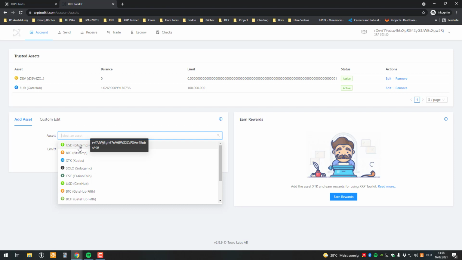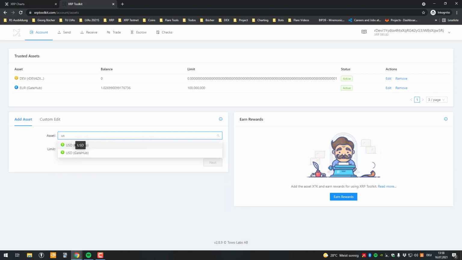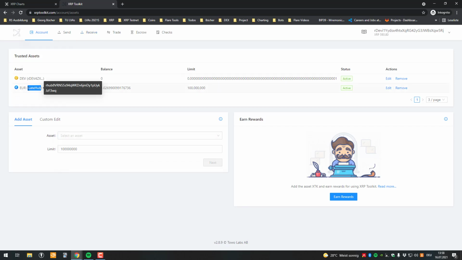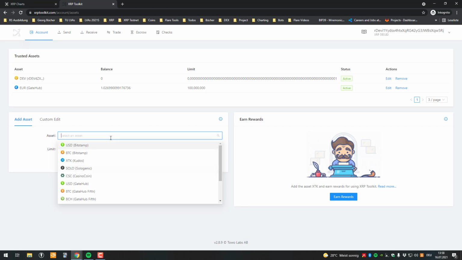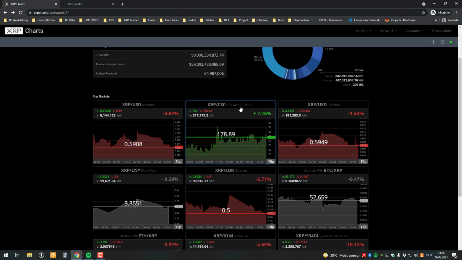So we can see here we've got US dollars issued once by Bitstamp and once by GateHub. I registered on both exchanges because obviously I'm testing lots of things here. But again, we've got Bitstamp and GateHub. We've also got a euro issued, but I can't add it because I already have it here. And a euro issued by GateHub. Now these are the main currencies which are currently issued, but with more to come. So I guess GateHub would be issuing more and more other currencies if the liquidity is there.